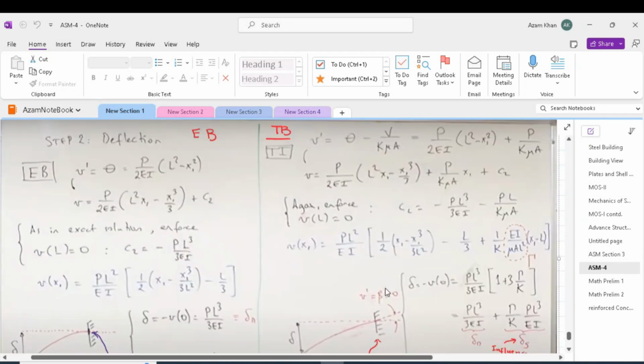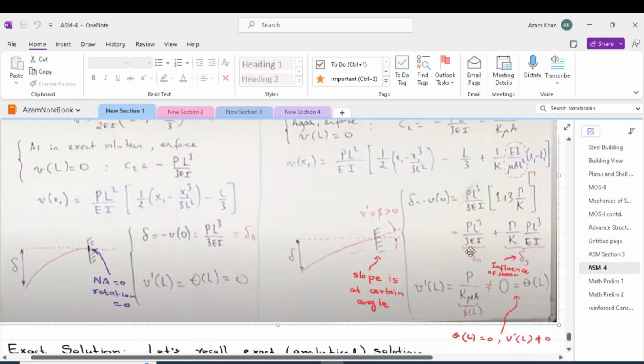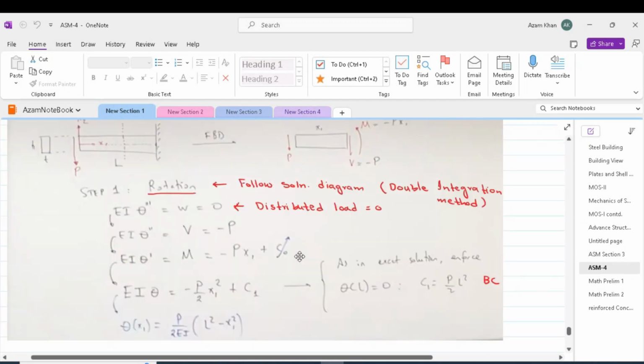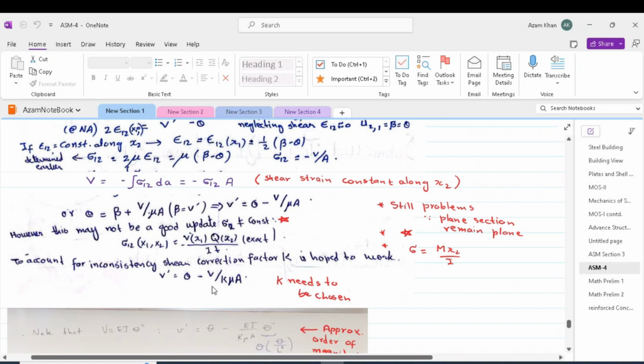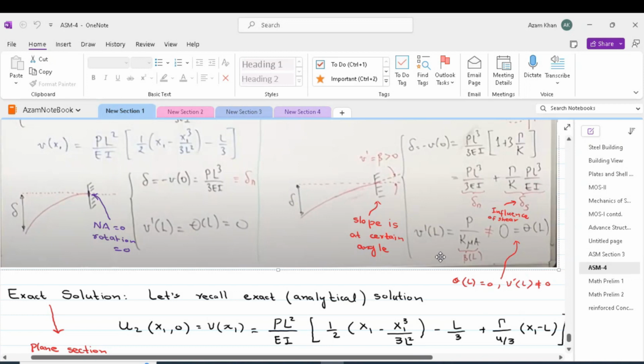Now, one thing we would have realized in our Timoshenko beam is that there is a factor K appearing, and this K we introduced due to the error caused by our assumption that the shear is constant along the cross section. So K essentially is the shear correction factor. Now let us have some brief discussion about this K.